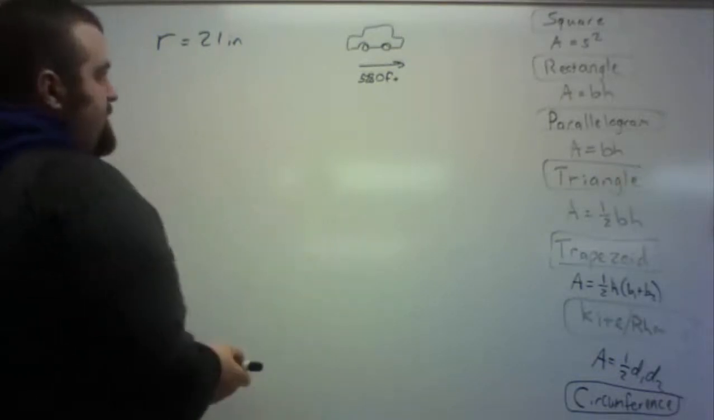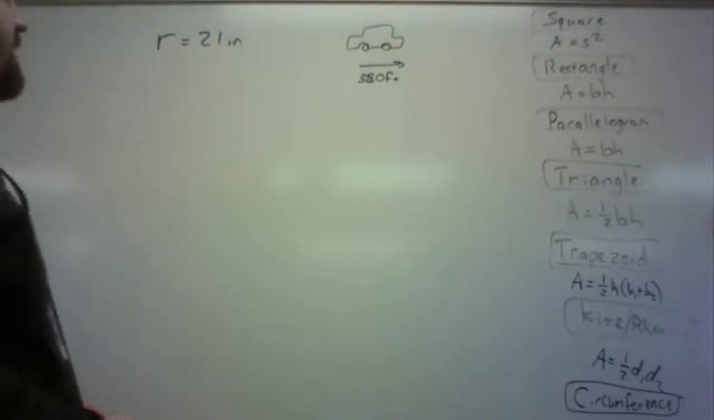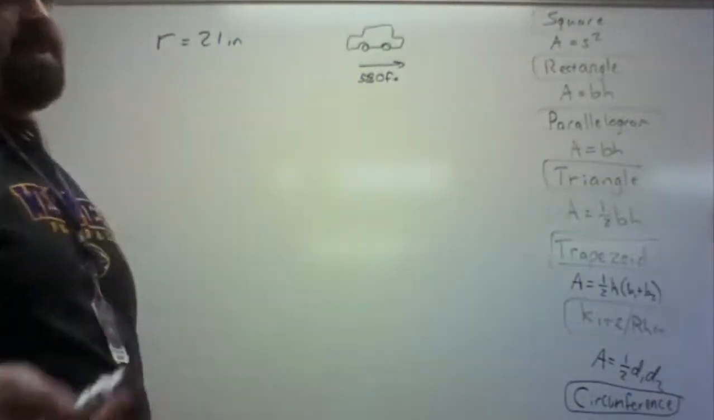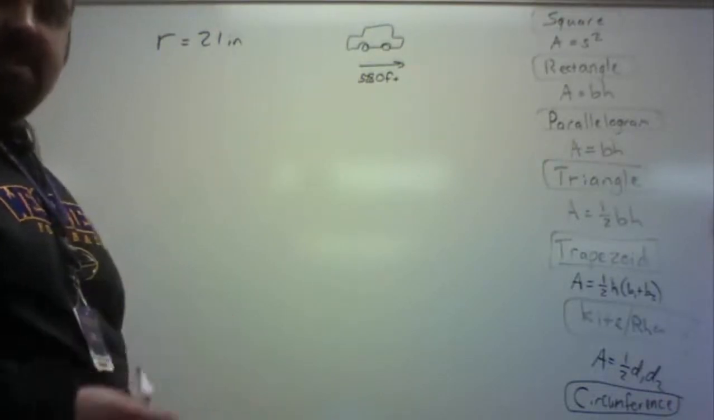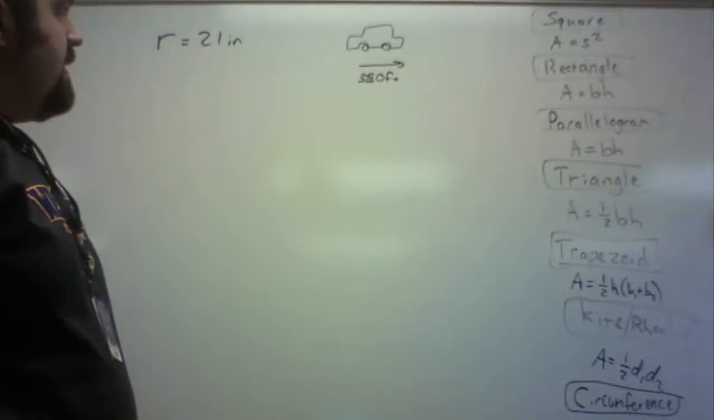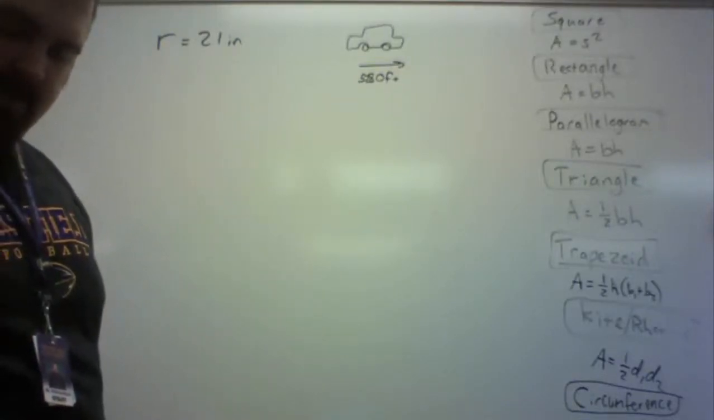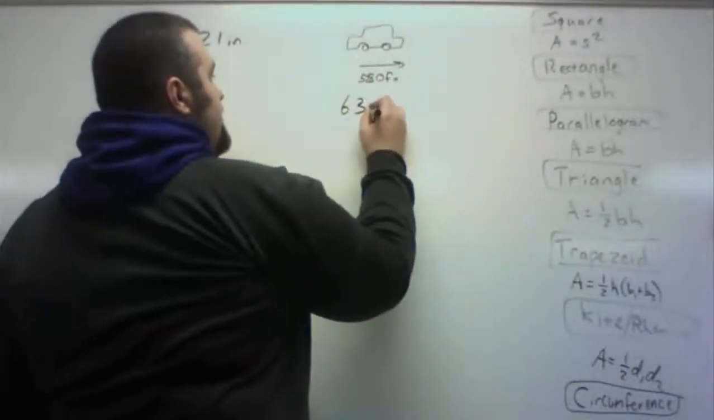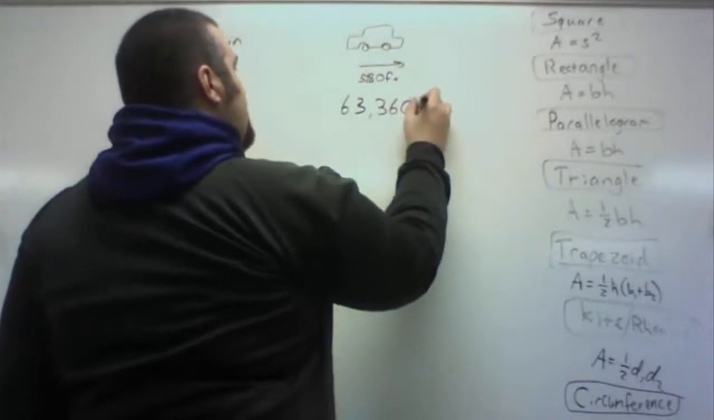So 5,280 feet, well, let's convert that to inches. There's 12 inches in a foot. So if there were 2 feet, there would have been 24, 2 times 12. If there were 3 feet, there would have been 36, 3 times 12. So I'm going to take 5,280 times 12 inches, and I'll get 63,360 inches is how far it went.